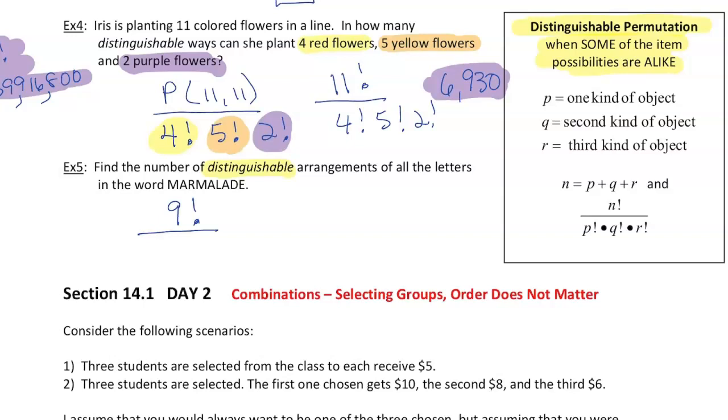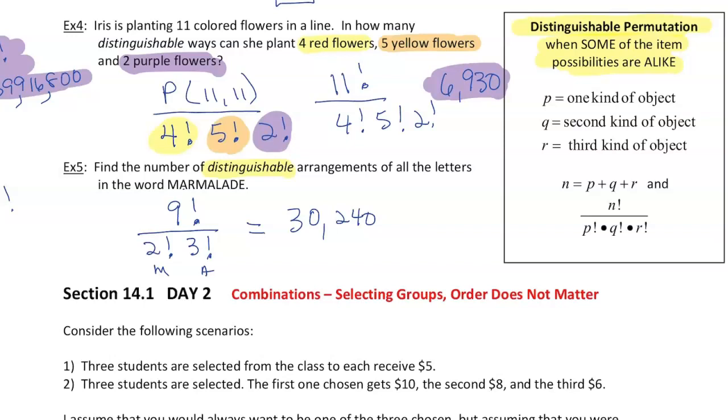What's your denominator? Well, let's see. I have 2 M's. I have 1, 2, 3 A's. Nothing else repeats. So I'm set. So when I plug that in my calculator as a fraction, so this was again my M's, these are my A's, I get 30,240 distinguishable permutations.